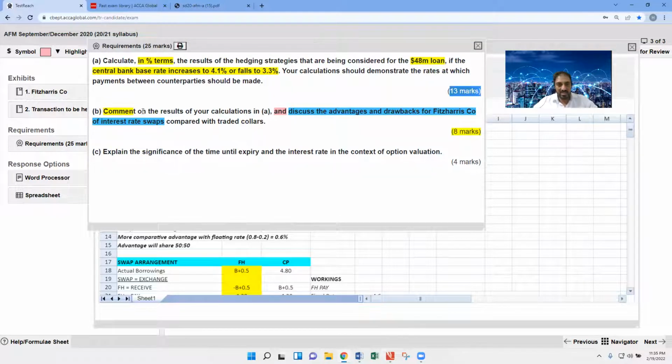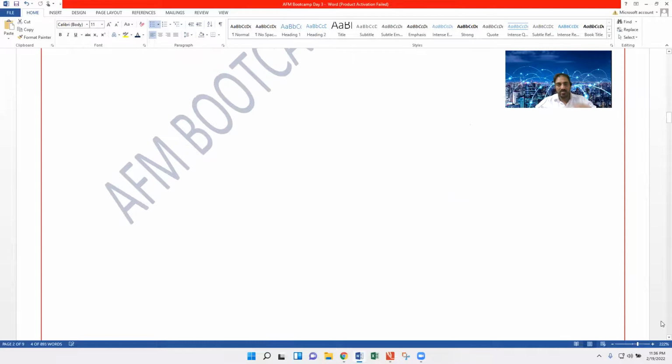But still, we have to work out the comment, the drawbacks and the plus points with respect to the swaps. Sometimes, the majority of times, the examiner includes comments. This is a very important point. This is what you will write with respect to the spreadsheet.